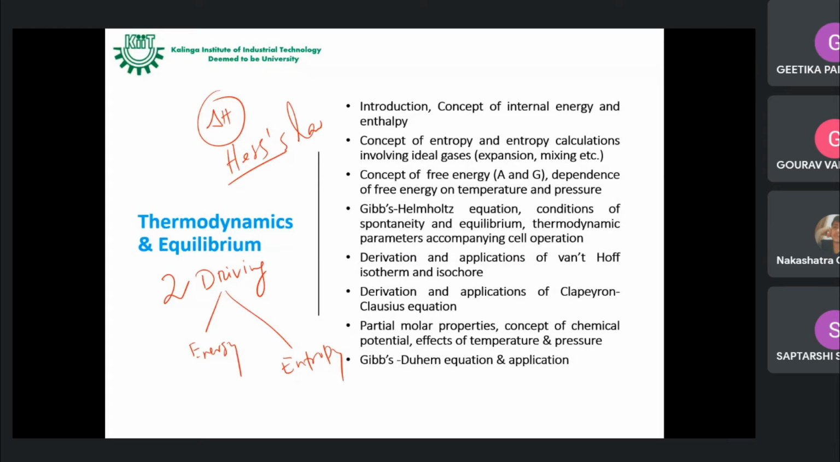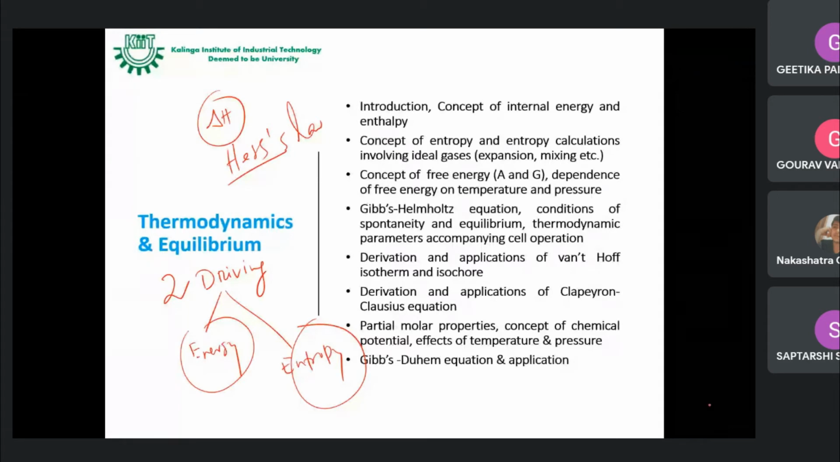And everybody is aware of this: lowering of energy and increase in entropy is the driving force. Any process accompanied by lowering of energy is expected to be feasible. Okay, and any process accompanied by an increase of entropy is expected to be feasible. I will come to the details, but as we are interested in feasibility, we have to look into the energy factor and the entropy factor, and these are individual driving forces.